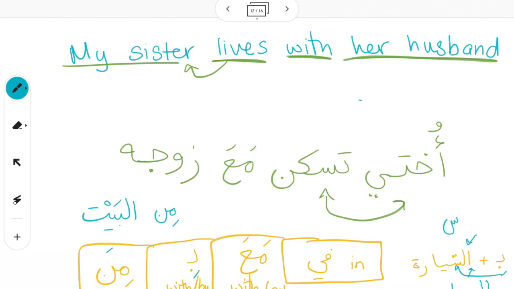In order to connect the two together seamlessly, we use that helping vowel, the fatha on the noon, na, and simply connect it to that lam. So instead of saying min al-bayt, we say min al-bayt.